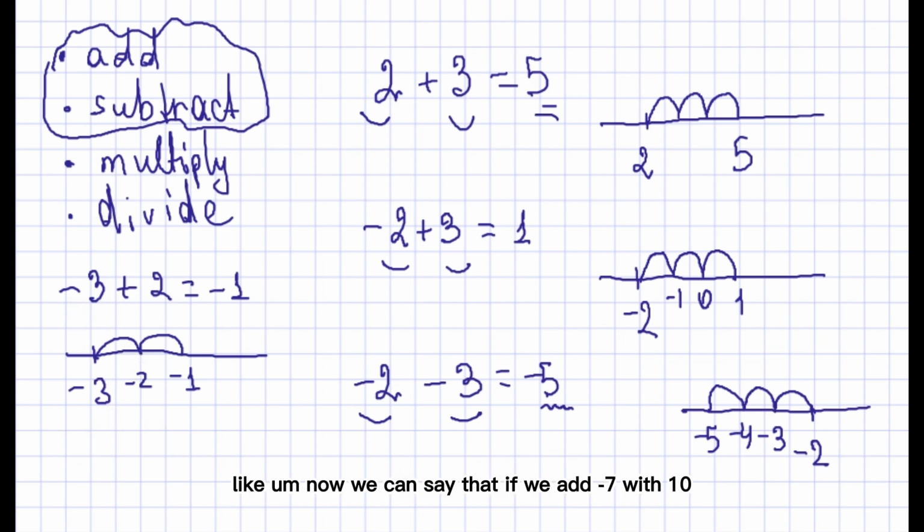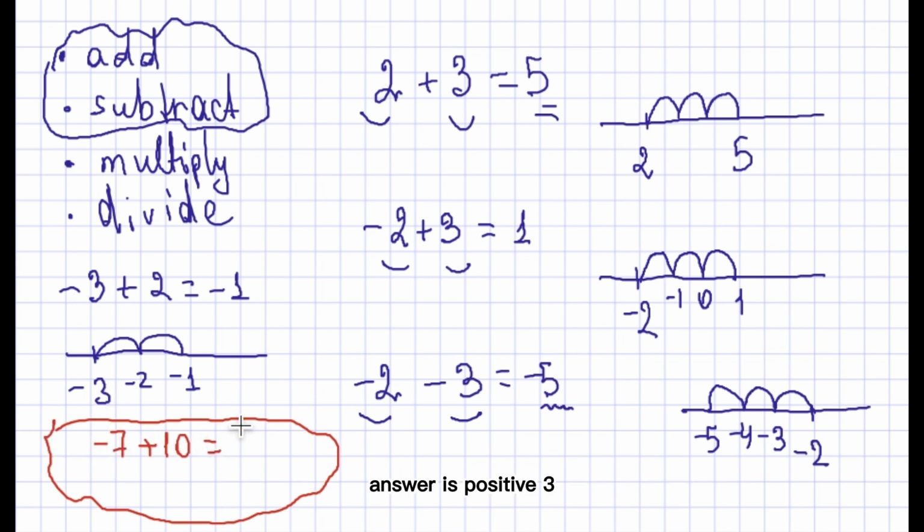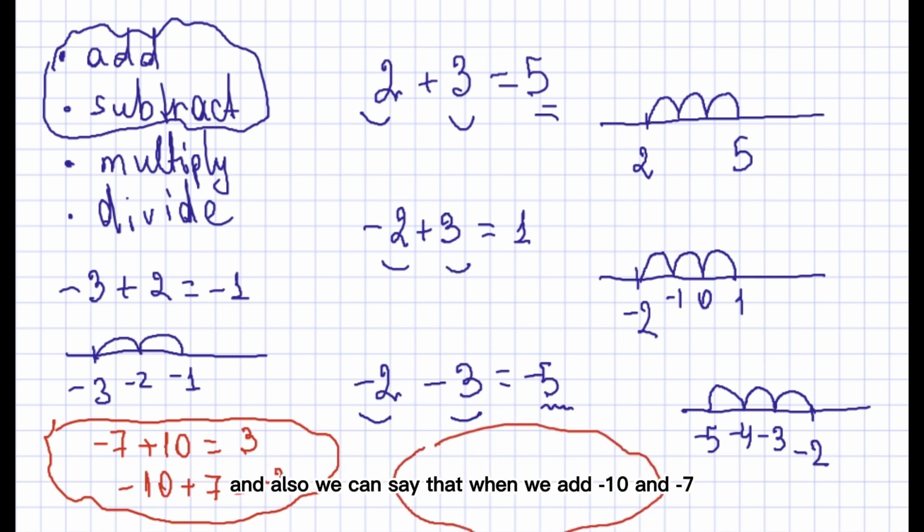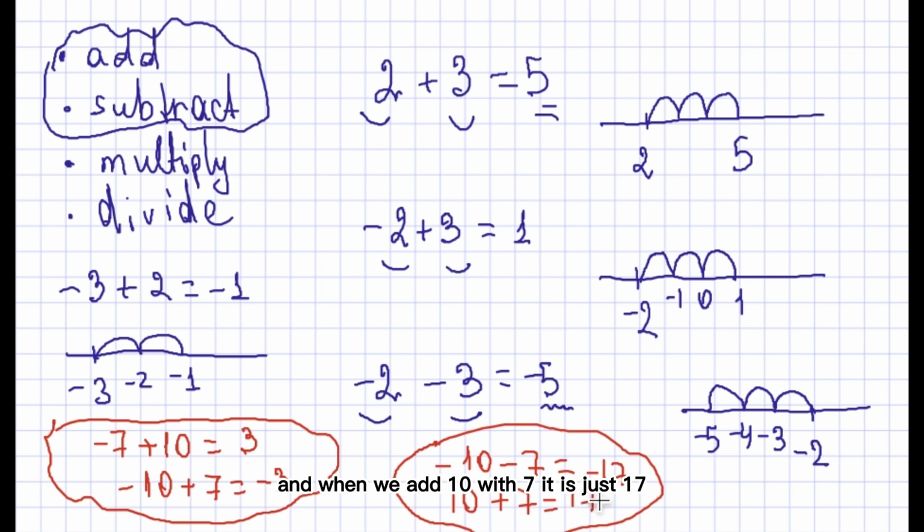Like now we can say that if we add negative 7 with 10, the answer is positive 3. But if we add negative 10 with 7, the answer is negative 3. And also we can say that when we add negative 10 and negative 7, it is actually addition of them. This is negative 17, and when we add 10 with 7, it is just 17.